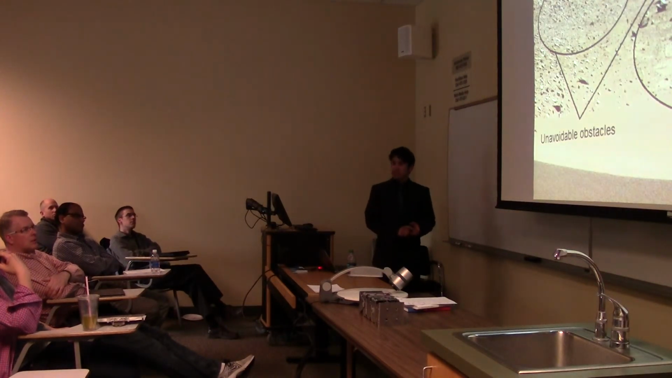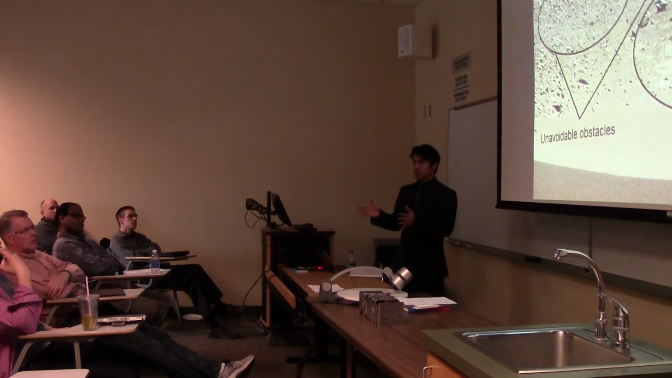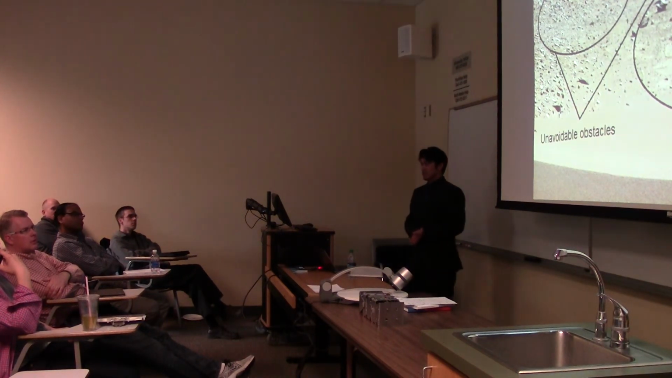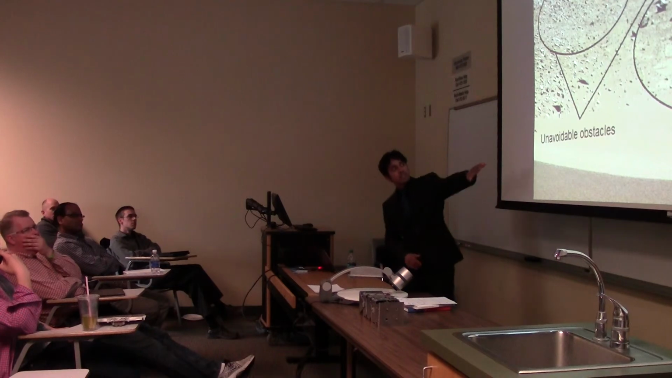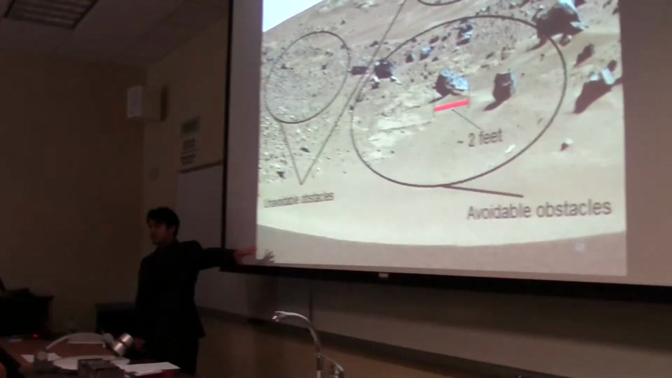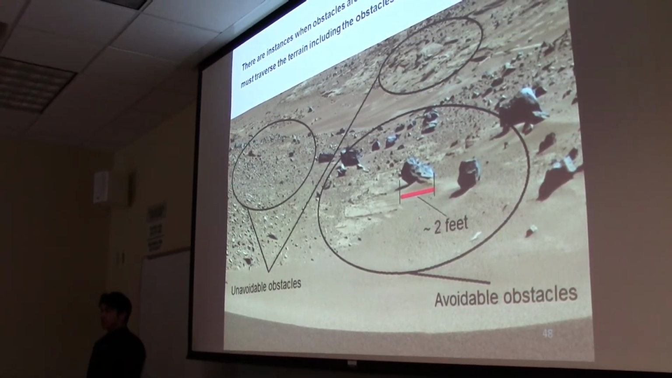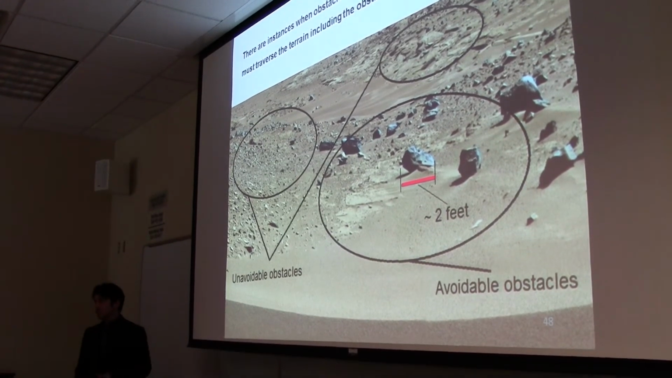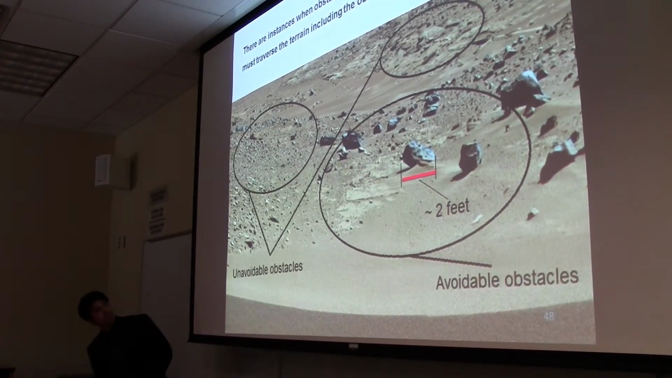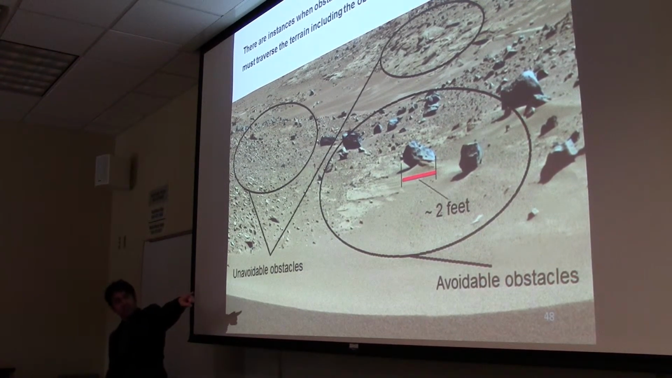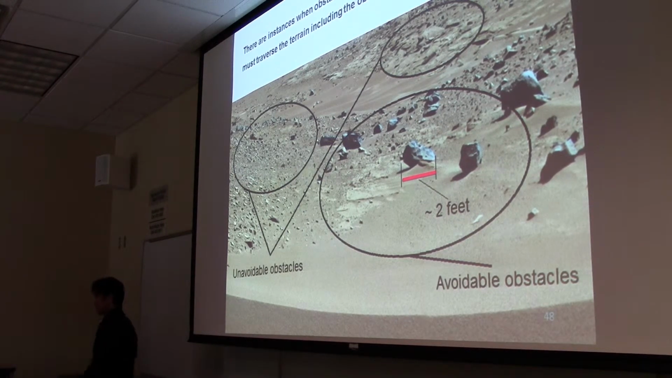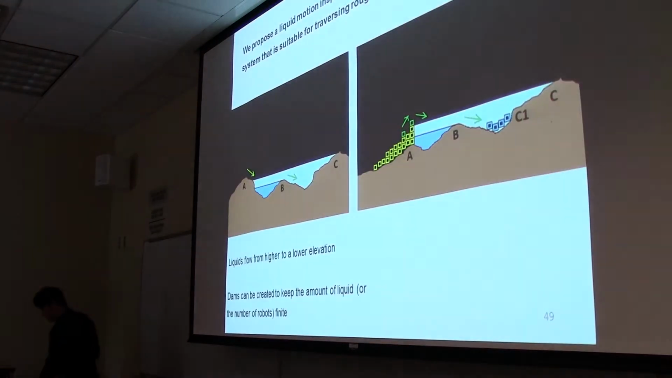So that was in terms of the obstacle avoidance. In many cases, you cannot avoid the obstacle. Like this place on Mars, again a Curiosity rover's picture, called Dingo Gap. I don't know why they named it like this, but this is the place where avoidable obstacles are there, but here it's very difficult. You have to go through all those.